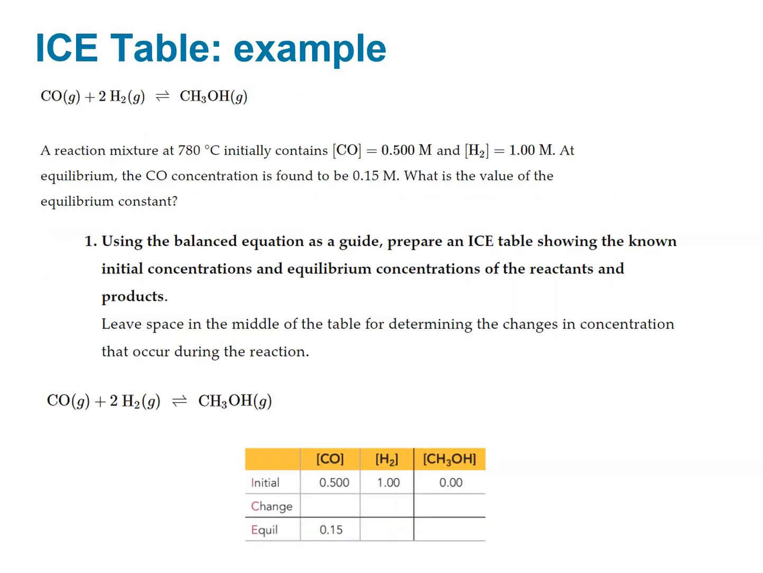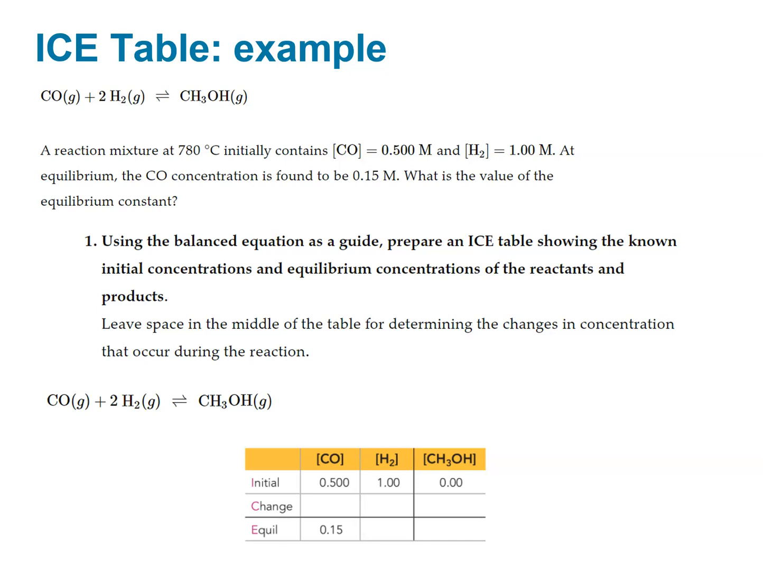So let's do a slightly more complex example using the ICE table. Let's say for the reaction, carbon monoxide gas plus 2 equivalents of hydrogen gas are in an equilibrium reaction forming methanol gas. In this particular case, we're going to do the reaction at 780 degrees Celsius, so our K value is going to be specific to that reaction temperature. Initially, we're going to put into the reaction container 0.500 moles per liter of carbon monoxide and 1 mole per liter of hydrogen gas. Then at equilibrium, we find that the concentration of carbon monoxide becomes 0.15 moles per liter. Using this information, what's the value of our equilibrium constant?